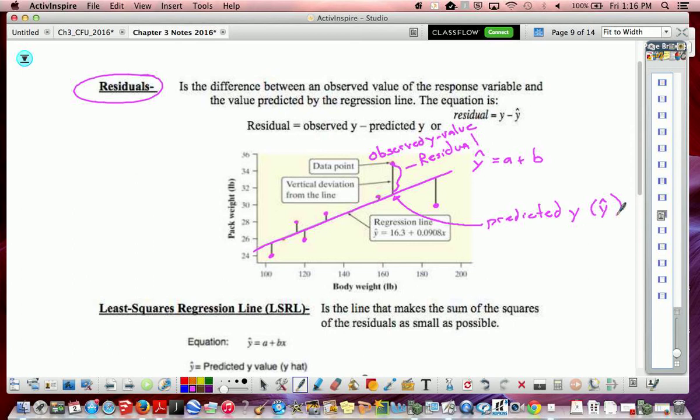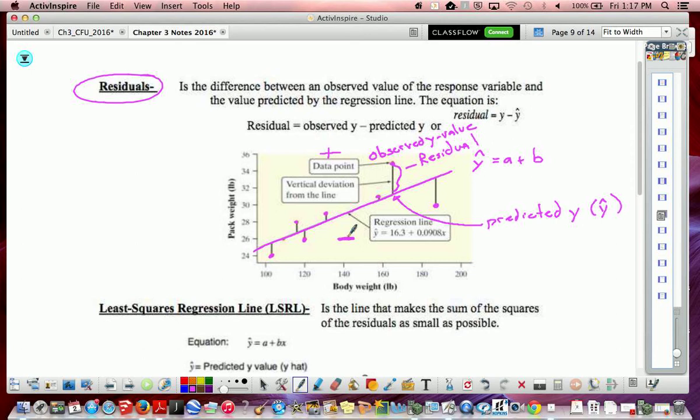Sometimes your residuals will be positive. Observed minus predicted: if your observed is above your line of best fit, it's a positive residual. Sometimes you get a negative residual. That would just mean your observed value is below your regression line.